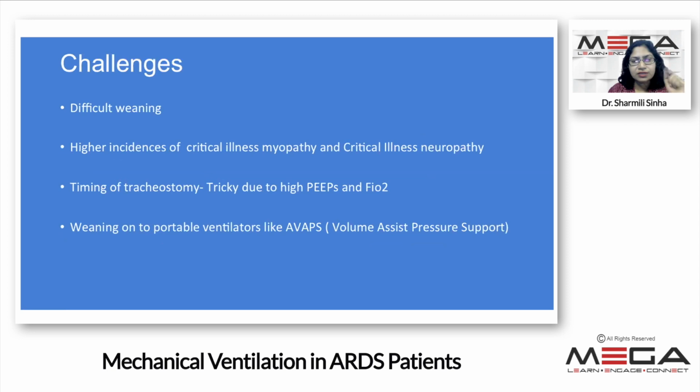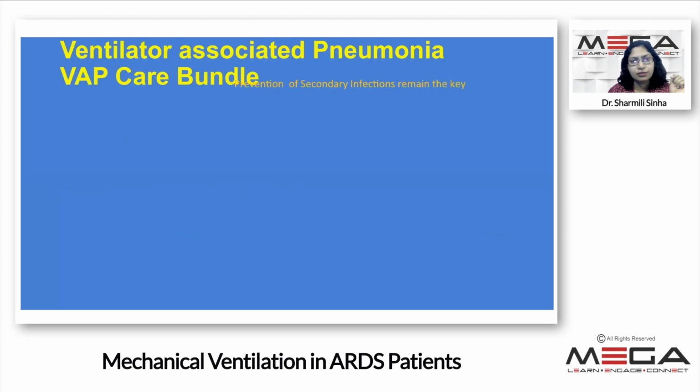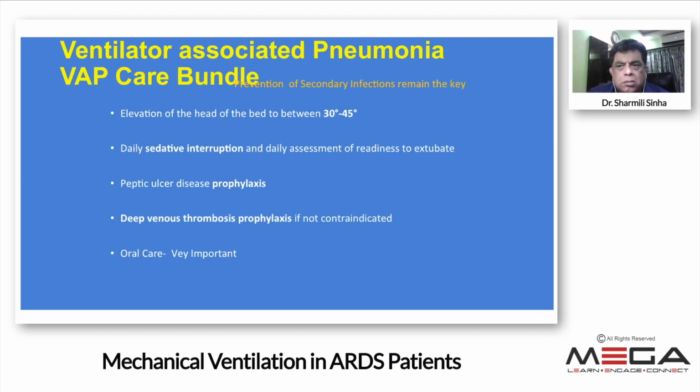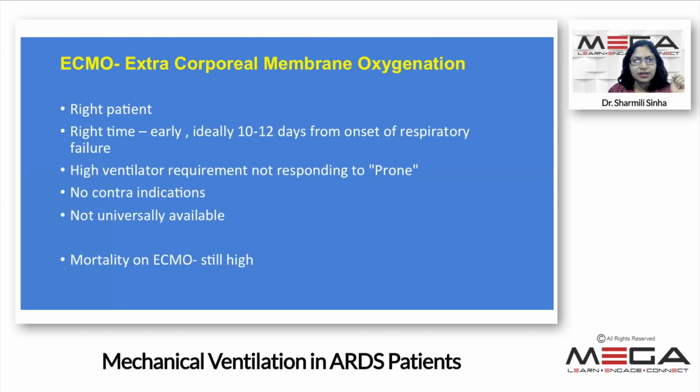Challenges are plenty because there is a high incidence of critical illness myopathy and neuropathy in these patients due to the use of steroids, prolonged sedation and paralysis. Timing of tracheostomy is tricky, but we have to do it at some point of time. And we can also think of moving on to portable ventilators like AVAPS at a certain stage during the recovery period. So the ventilator-associated pneumonia bundle is important to be practiced on a daily basis.